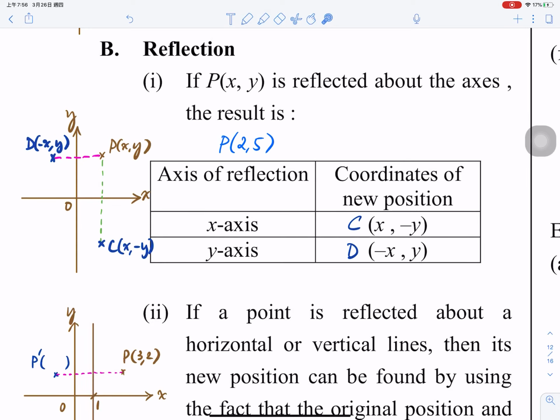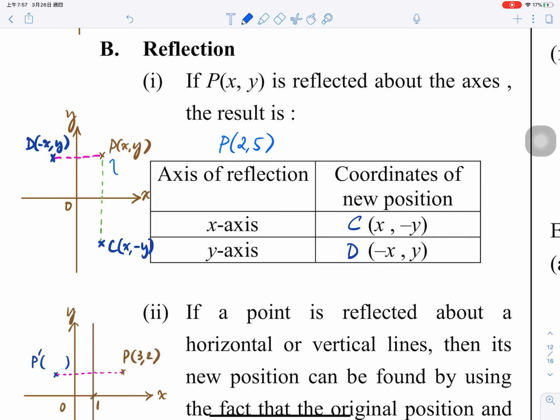Okay, now B, reflection. Have a look. If P is reflected about the axis, the result is, okay, reflect about x-axis and y-axis, the two new positions are different. So have a look. If point P reflects along the x-axis, that means from here down to here. Okay, from here down to here. So you see the coordinates here.